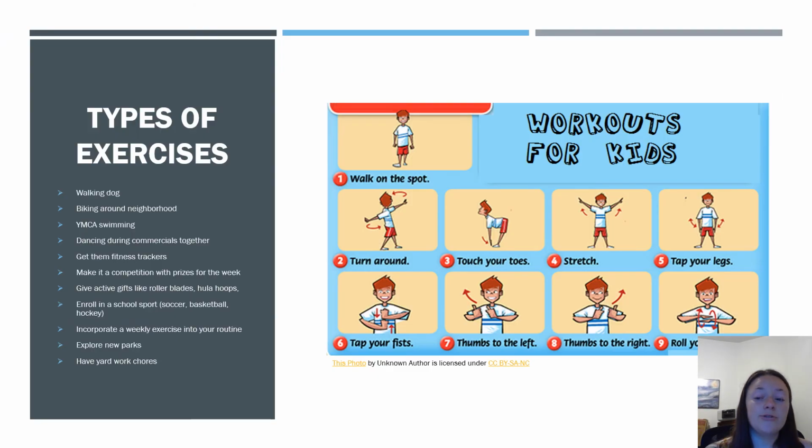Some types of exercises you can work out with your kids: you can try walking the dog, going around the neighborhood, getting out and biking around the neighborhood. You can go to your local YMCA and sign up for activities that the kids like, soccer, swimming, anything like that. You could dance during your favorite TV commercials together. You can also get them fitness trackers, and it might make them more motivated to try to beat their mom or dad at exercise games. You can always make it a competition where if they reach their goals, they can get a prize. Make sure the prize is not food motivated, just to cut back on calories. Yard work, you can explore new areas. You could do stretches, yoga, any of those things.